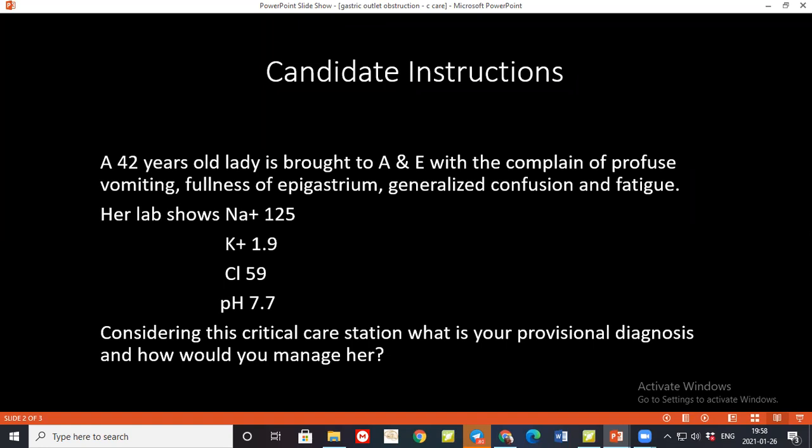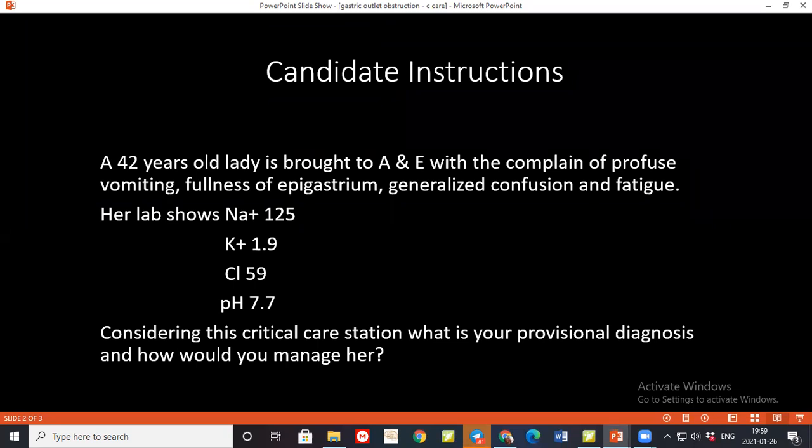Considering it a critical care station, tell me how would you manage this patient? Ma'am, should I tell the diagnosis first? Yes, what would be your provisional diagnosis? Ma'am, my diagnosis on the background of the history that you have provided is a gastric outlet obstruction, which is currently showing signs of hyponatremia because of the profuse vomiting. I'll be managing the patient.